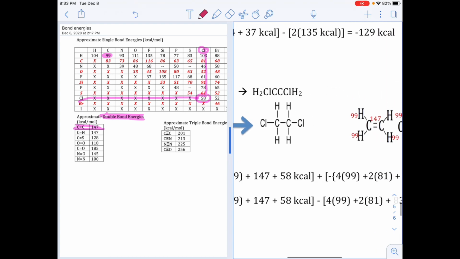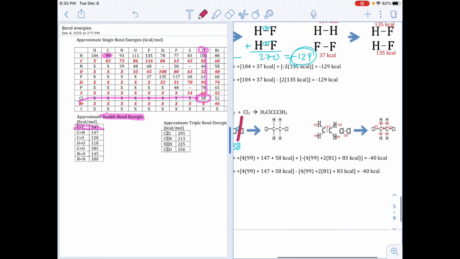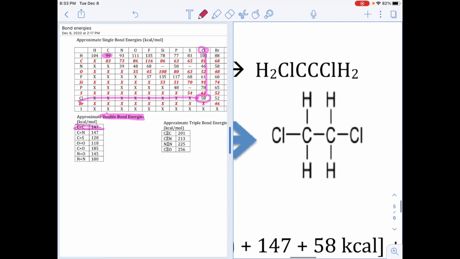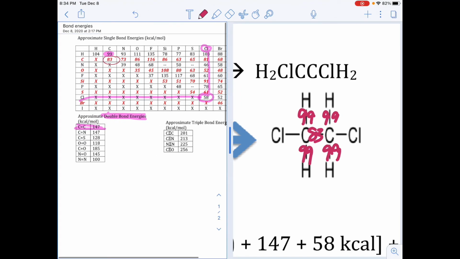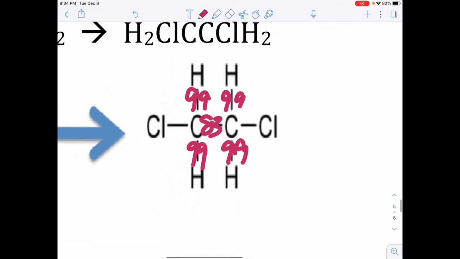I can go through that process on this side. I'm going to find all these bonds again. These are all 99s. And again, different way to do it. If you want to write on each bond, be my guest. 83. And I'm just looking over here, okay, what we've been doing this whole time. Here's 83. Okay. And chlorine to carbon is, let's see, we got carbon here, chlorine here. So I find where they intersect. That will be 81. So these are 81, 81.